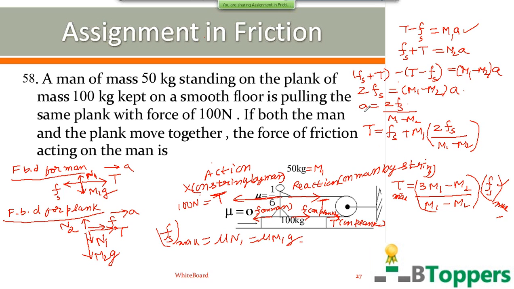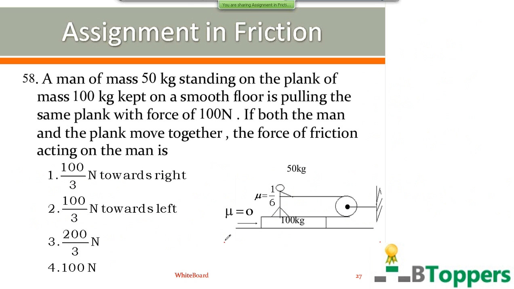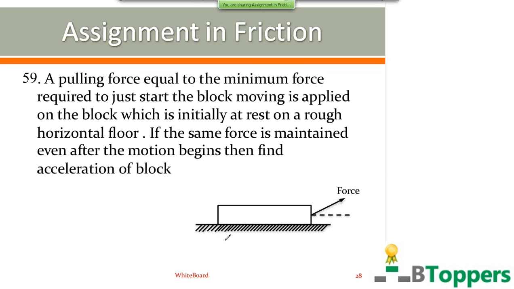And to find the maximum acceleration with which the man and the plank can move together, you can take the maximum value of Fs equal to mu m1 in this equation. In case you want to copy this part of the calculation, you can pause and copy it. Next I am going to discuss question number 59. For question number 58, which I discussed earlier, the second option, 100 by 3 Newton towards left, is the answer.